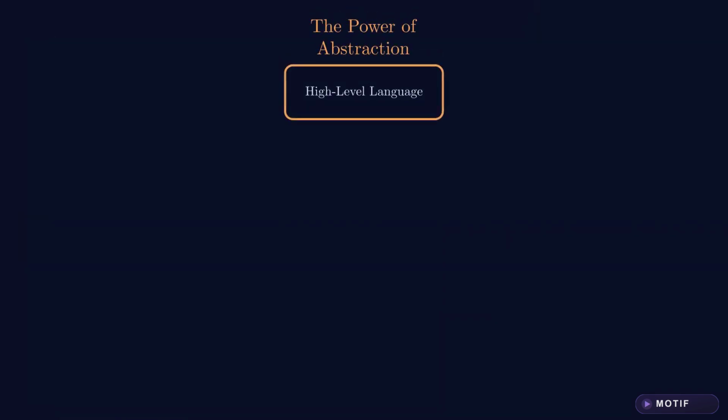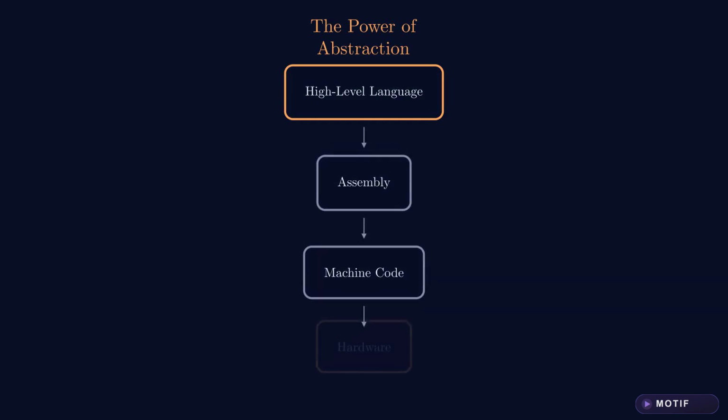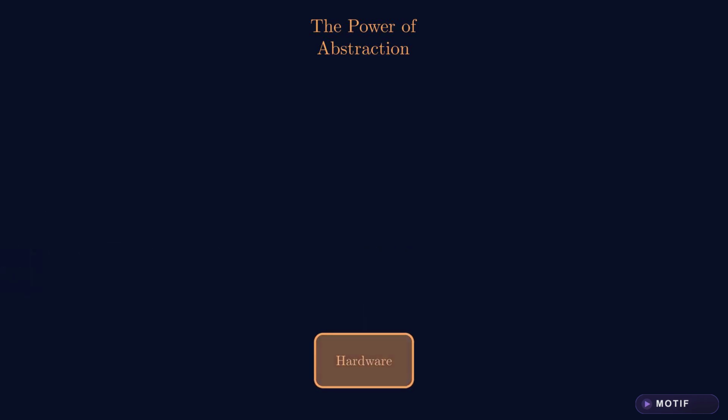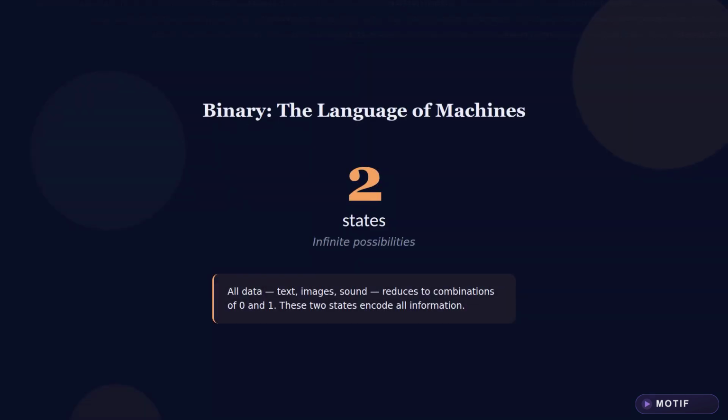Abstraction is the core principle that makes modern computing possible. Each layer hides the complexity of the layer below it. A programmer writes Python without thinking about voltage levels, just as a driver operates a car without manually firing each spark plug. At its foundation, every computer operates in binary.